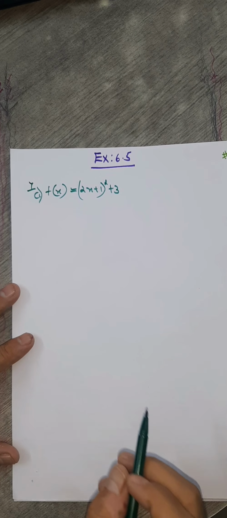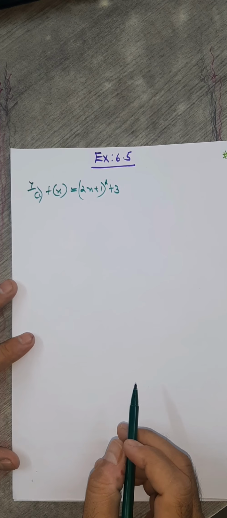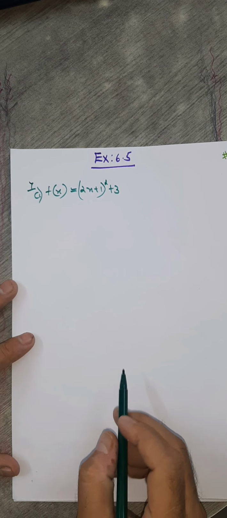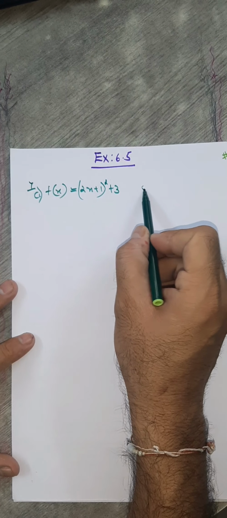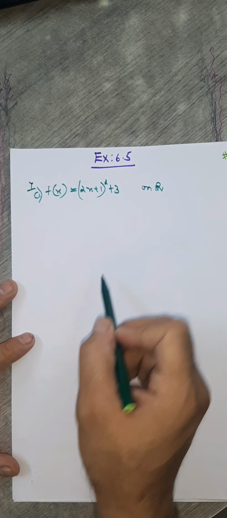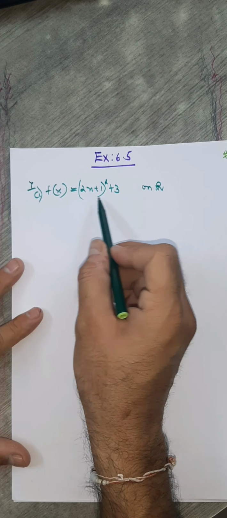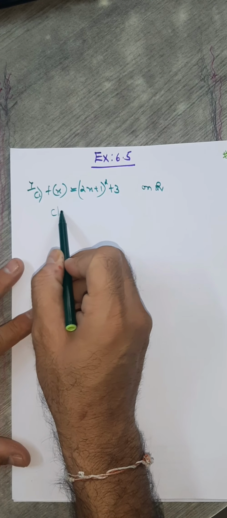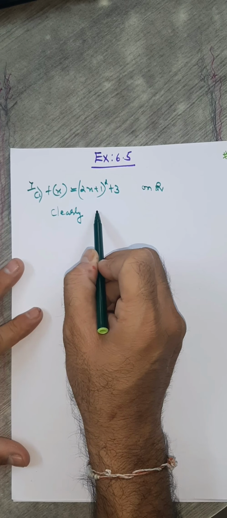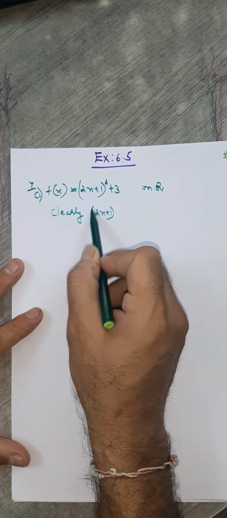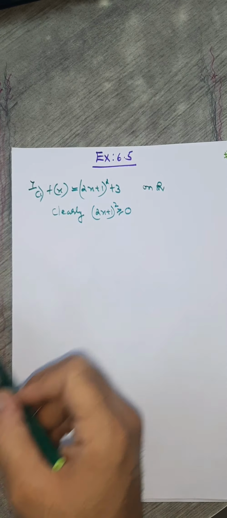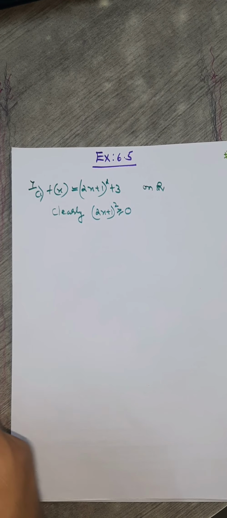Exercise 6.5, first question. Find the maximum and minimum values, if any, for the following functions. That means all are defined on R, it is understood, right? Domain is not given means everywhere they are defined. Now here clearly, this is quite obvious, being a square, this is always greater than or equal to 0. Square of any number is always greater than or equal to 0.